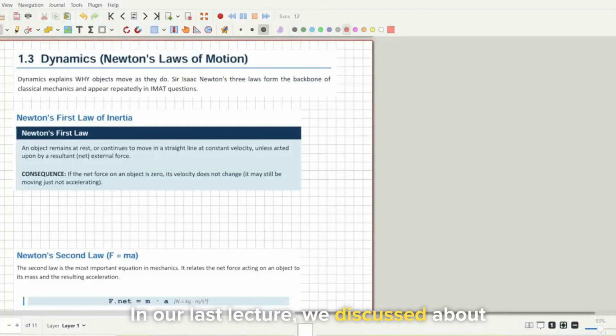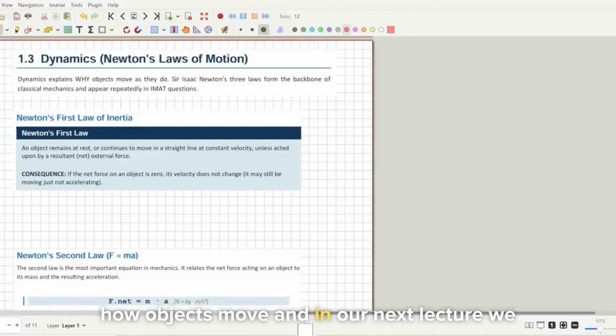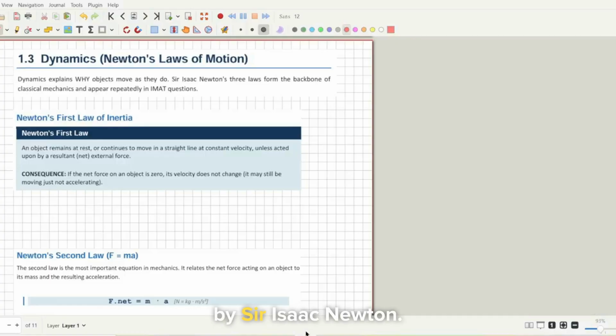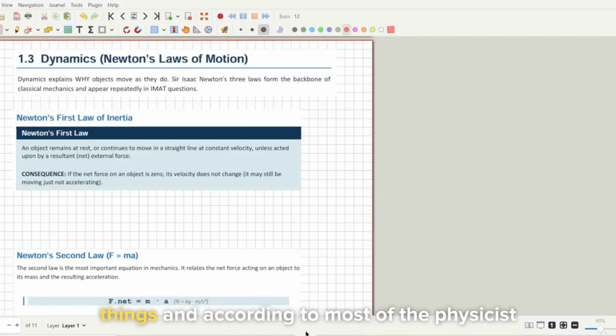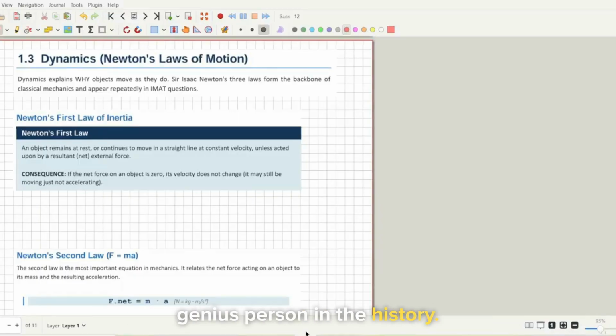In our last lecture, we discussed kinematics, and in that lecture, we discussed how objects move. And in our next lecture, we are discussing dynamics. Dynamics explains why objects move, and the reason why objects move was given by Sir Isaac Newton. Sir Isaac Newton was one of the greatest minds in physics, and he explained so many things. According to most physicists, he was the most brilliant and genius person in history.